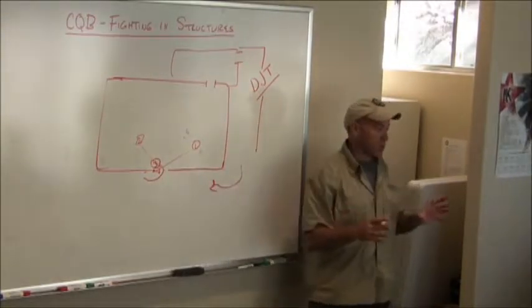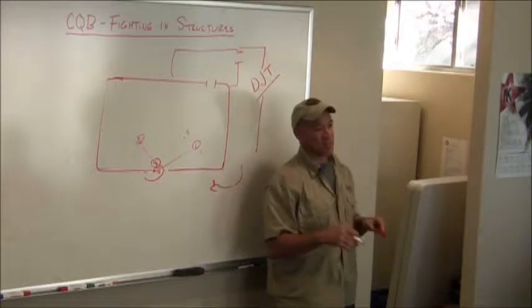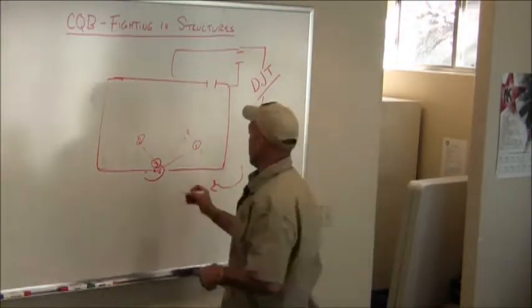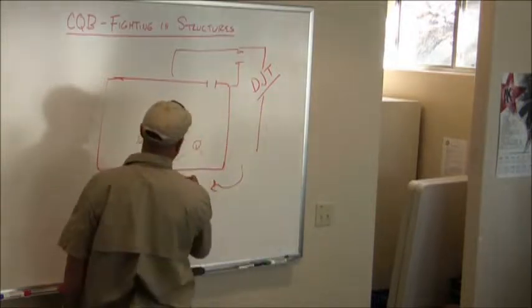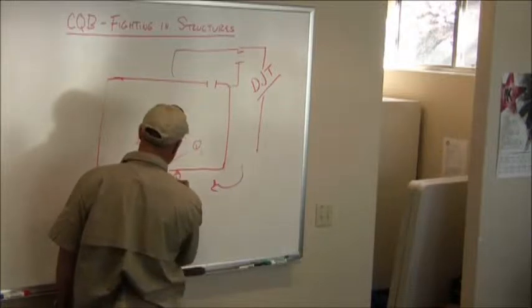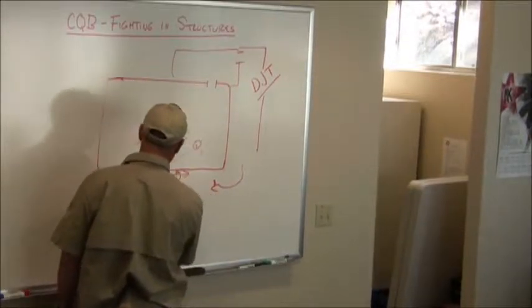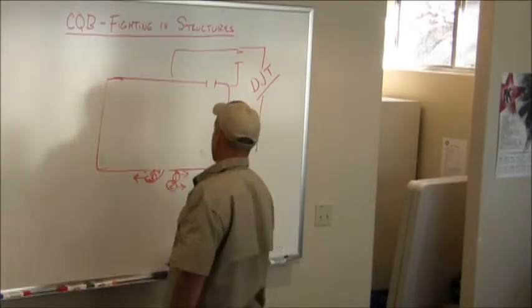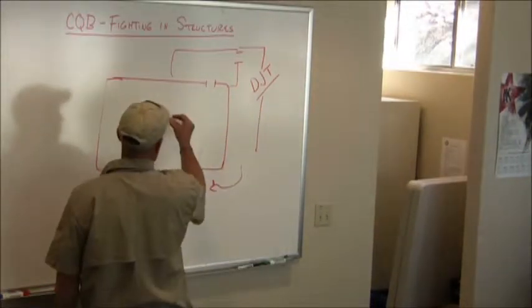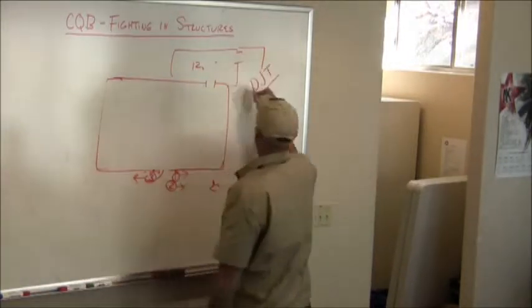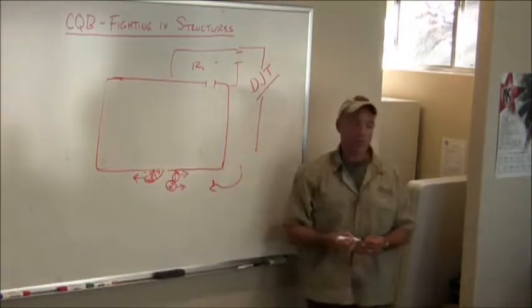If you're working with multiple teams, this is where guys wind up shooting their own people, because you can imagine this. Check this out. You have 1, 2, and 3, and they're pointing out like this. And you have your 1, 2, and 3 that cleared this room, and now they're moving this way.